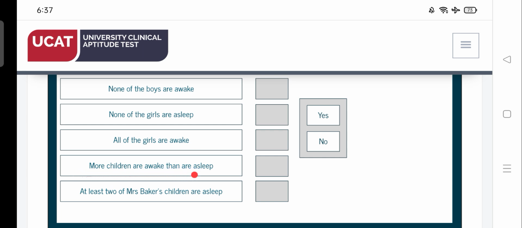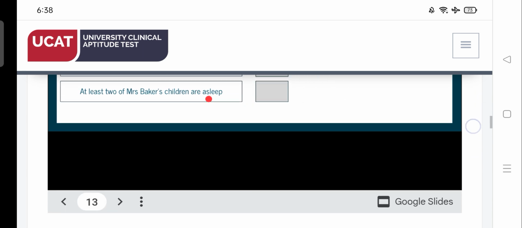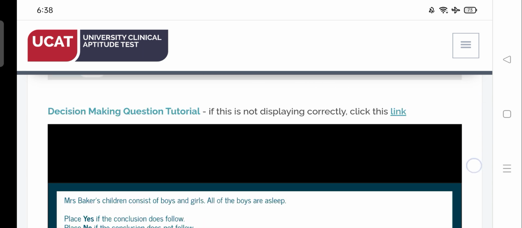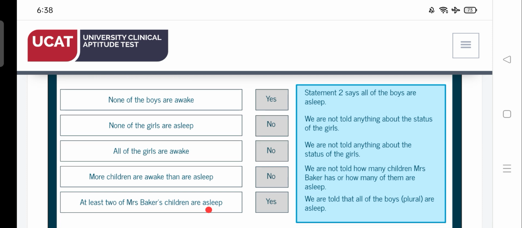More children are awake than are asleep. They didn't mention any number of children, how many boys and how many girls. So we can't say that more children are sleeping or awake. Nothing. That's why it's a no. At least 2 of Mrs. Baker's children are asleep. Again, we cannot say anything about it because we don't know the number of children. So here we have an answer. Statement 2 says all of the boys are asleep. That's why it's a yes.